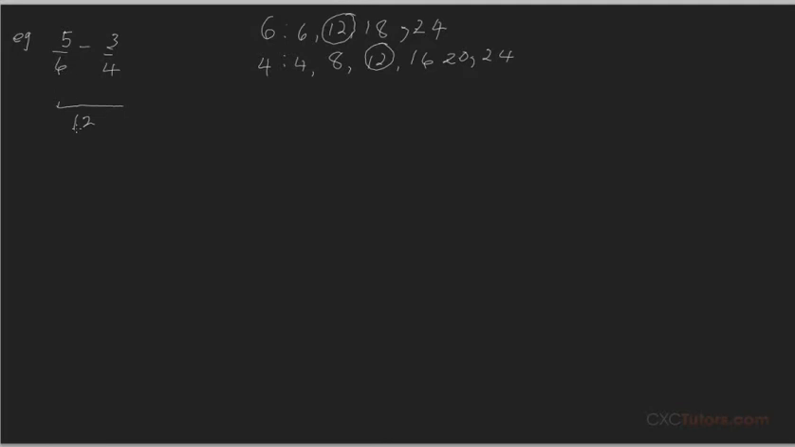So 6 into 12 goes 2, and we multiply the 2 by the 5 there to get 10. Then we have minus 4 into 12 is 3, so we multiply this 3 by 3 to get 9, and then we subtract. 10 minus 9 gives 1 over 12. So that is the result when we subtract 3 over 4 from 5 over 6.